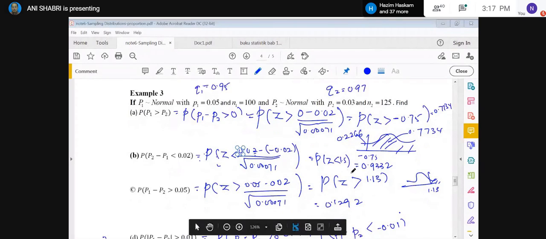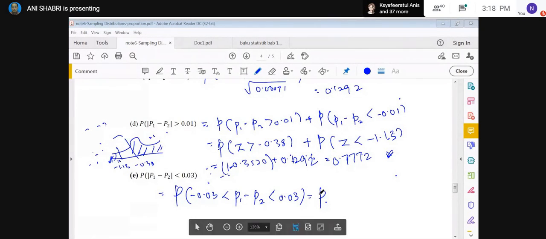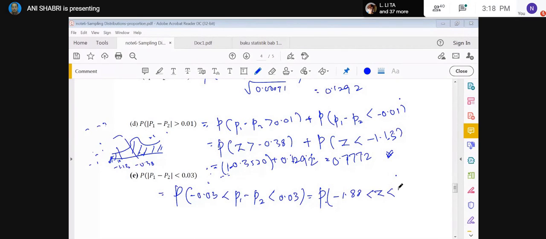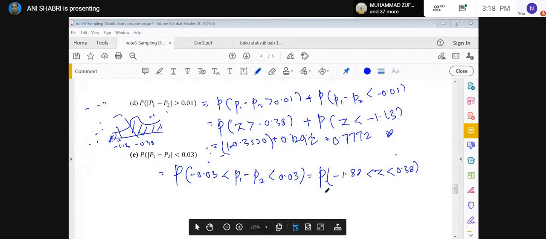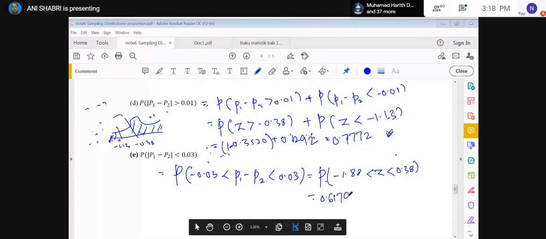Okay, the last one, already done for this one. It is equal P minus 0.03. It is equal P1 minus P2. This one 0.03. It is equal P. Okay, if you calculate, we can get the answer is 1.88. Z is equal 0.38. Okay, you can check the answer is 0.6179. Okay, 6179.